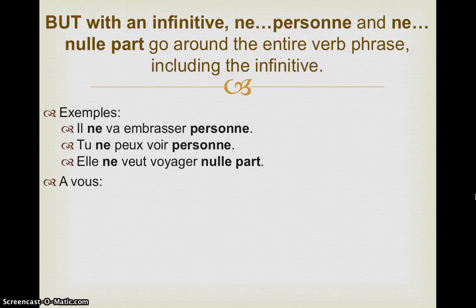There are exceptions though, and with these infinitive expressions, if you want to use ne personne and ne nulle part, these two expressions go around the entire verb phrase. So the ne comes before the conjugated verb, and the personne or the nulle part comes after the infinitive, so you include the infinitive. So look at these three examples. Notice how the ne comes before the conjugated verb, and the personne and the nulle part comes afterwards.